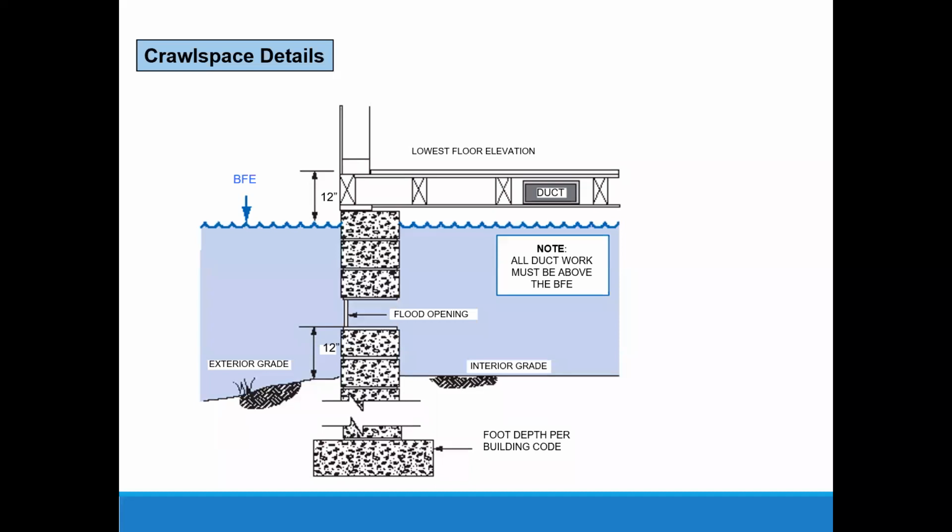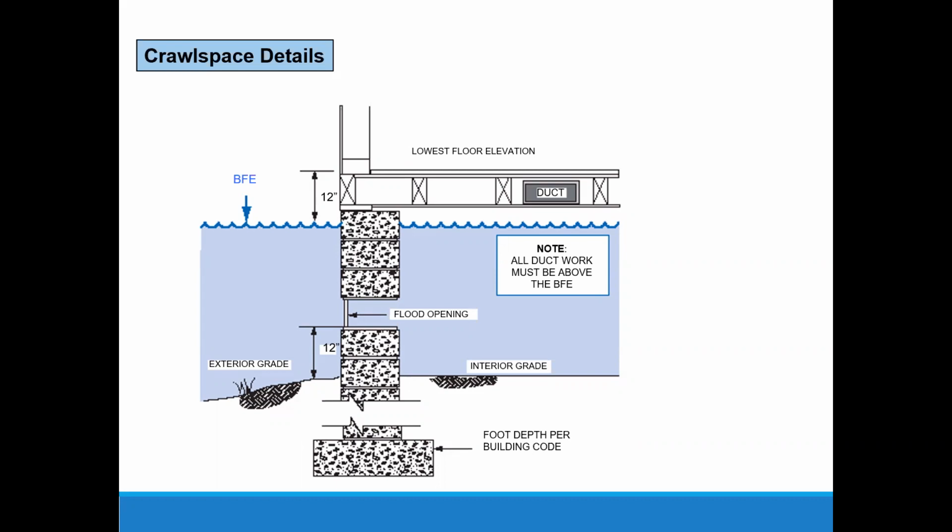Looking back at crawl spaces again, you can see the construction here with the exterior and interior grade being even, and then you have the footing depth per the building code, so the foundation walls that extend into the ground, and then you have the opening closure and the flood openings here. Basically, when doing inspections, make sure that the flood openings are at least within 1 foot above grade, that the ductwork is at least above the base flood elevation, preferably having some kind of freeboard, and then of course that the lowest floor is at least 1 foot above the base flood elevation.